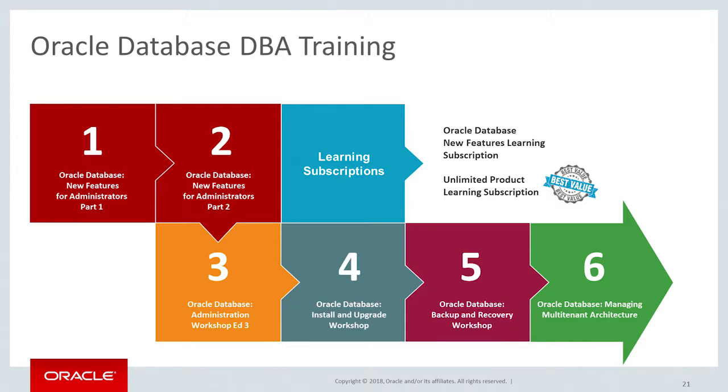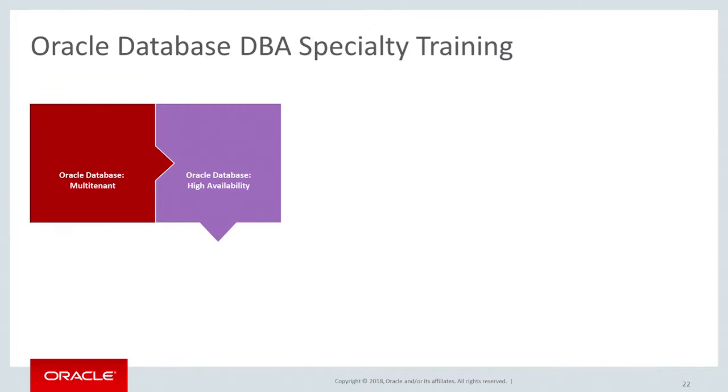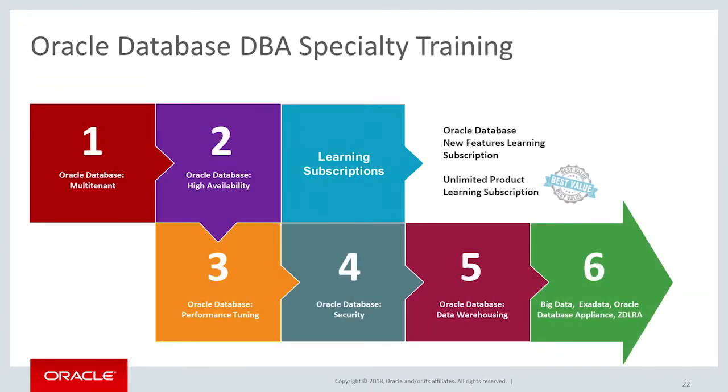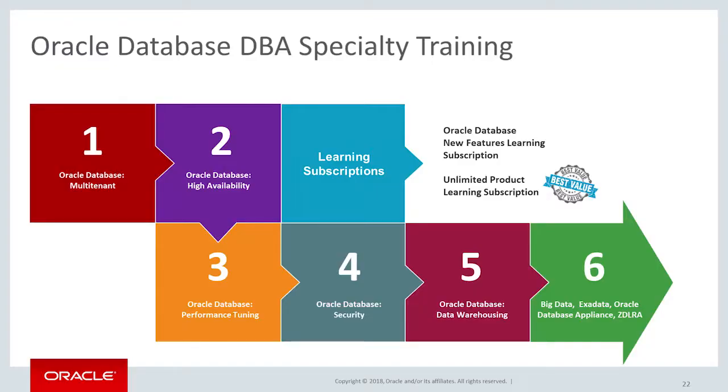In addition to the core training, we also have training that's a little bit more on specialty. So a lot of the skills and the abilities of the database that you just talked about: multi-tenant, high availability, performance tuning, security, data warehousing, big data, and then training around Exadata and the database appliance and the ZDLRA, the zero data loss recovery appliance. We have training for all of that available for our customers from a DBA perspective.